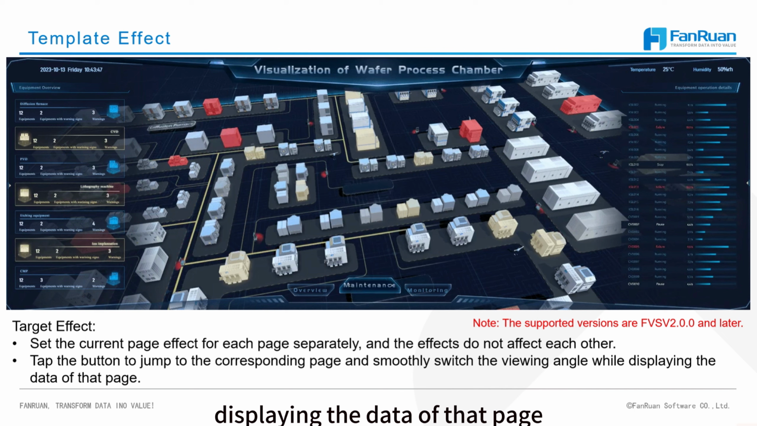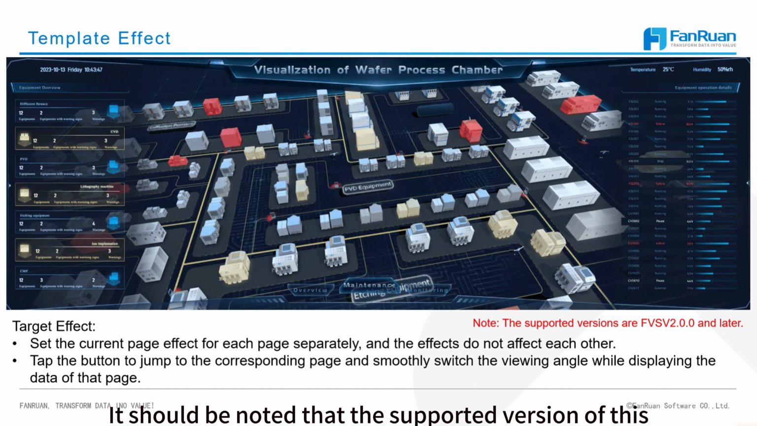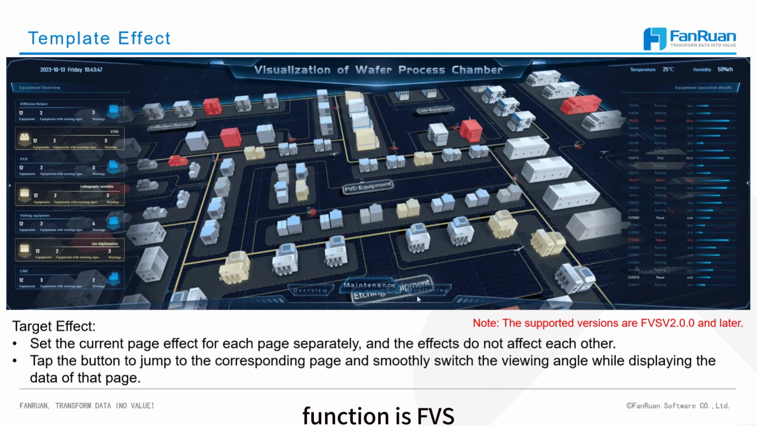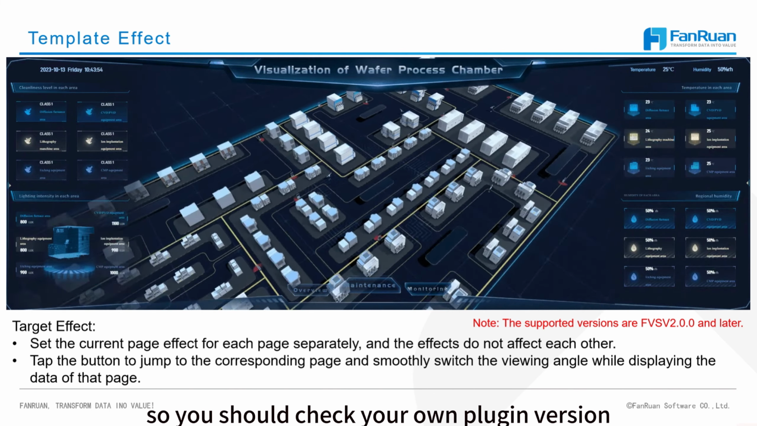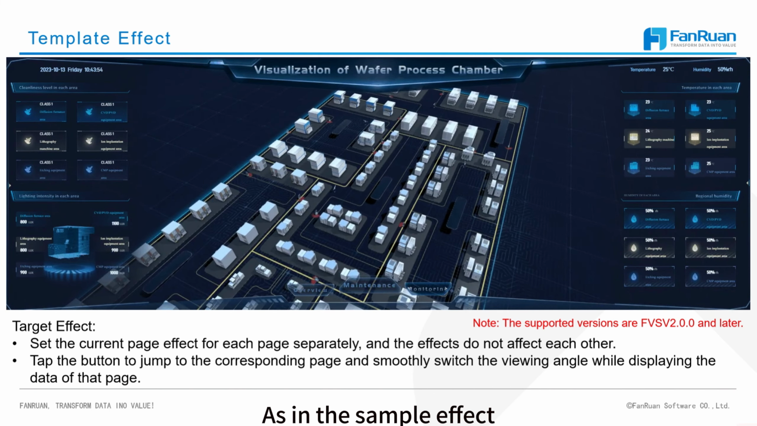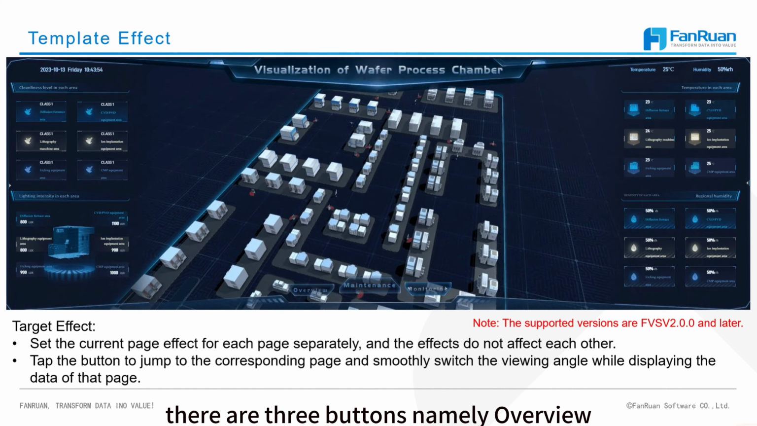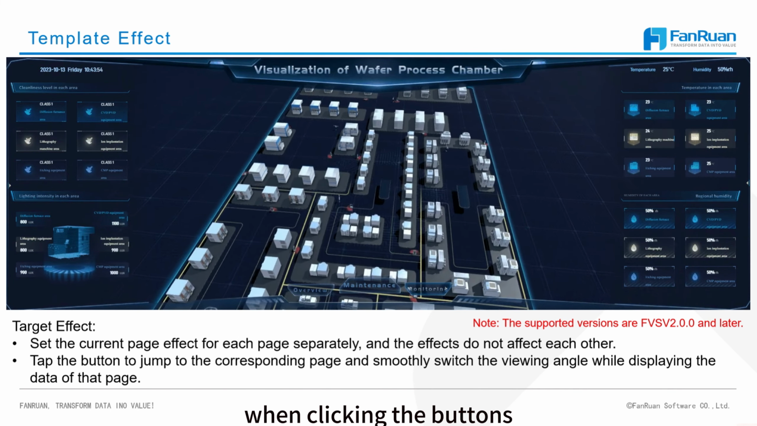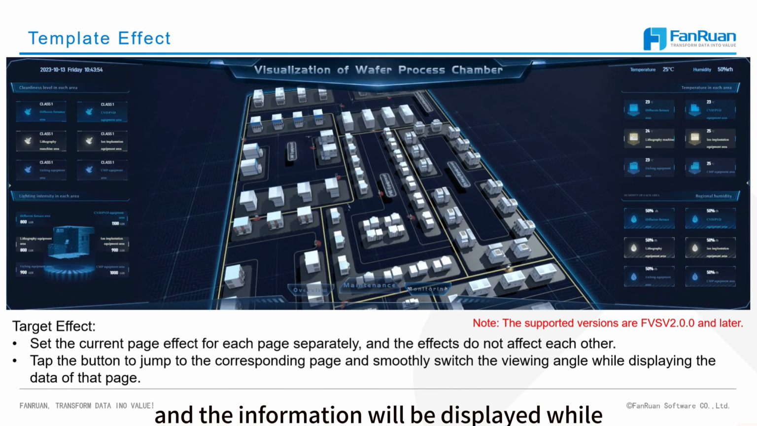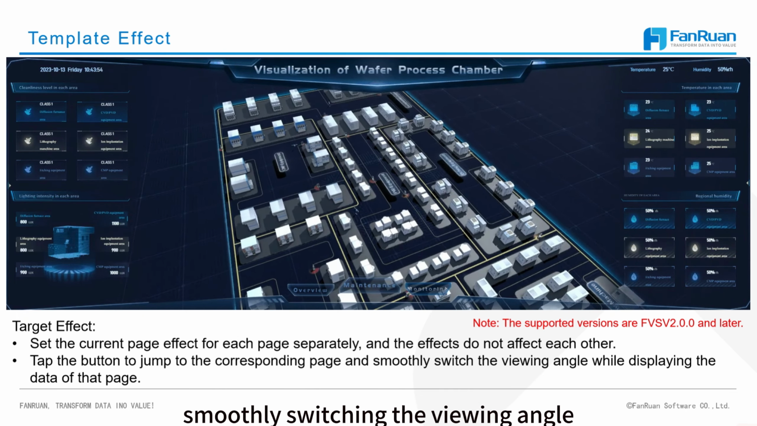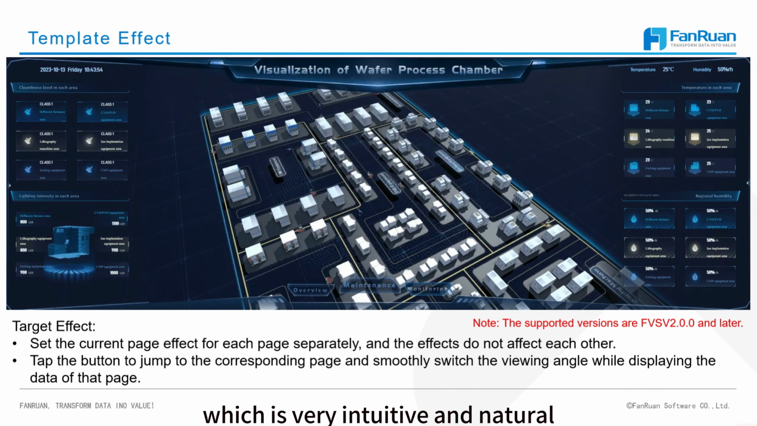data of that page. It should be noted that the supported version of this function is FVS v2.0.0 and later versions, so you should check your own plugin version. As in the sample effect, there are 3 buttons, namely Overview, Maintenance and Monitoring. When clicking the buttons, the corresponding page will be jumped to, and the information will be displayed while smoothly switching the viewing angle, which is very intuitive and natural.